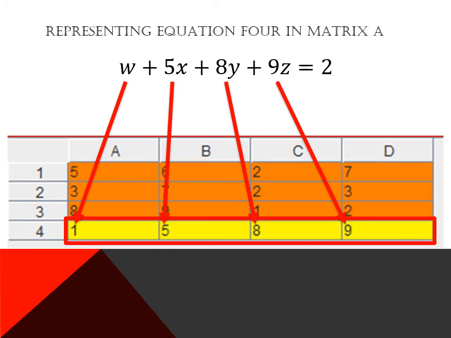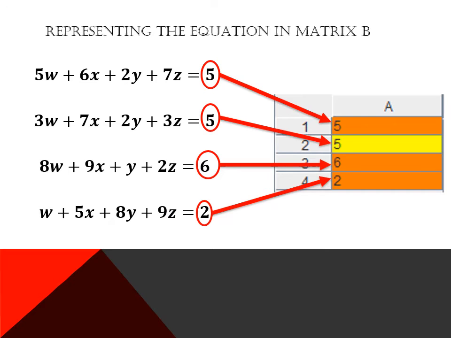The coefficients that are multiplied by W are in column A. The coefficients that are multiplied by X are in column B. The coefficients that are multiplied by Y are in column C. Finally, the coefficients that are multiplied by Z are in column D. The B matrix is used to represent the values that are not multiplied by any variables. Here that means the constants circled on the slide are entered into the B matrix as shown.